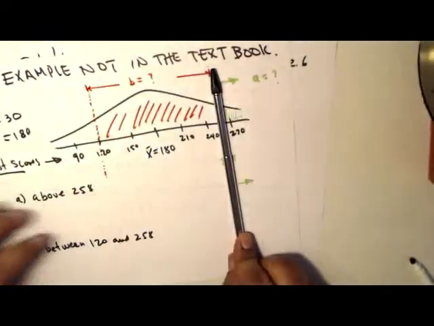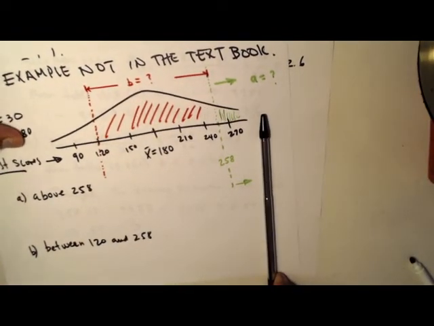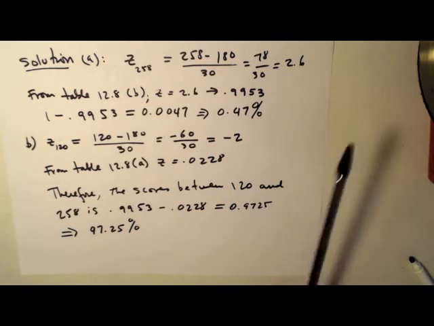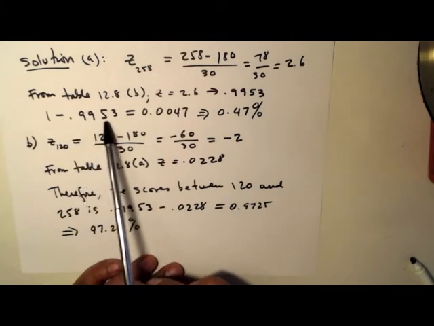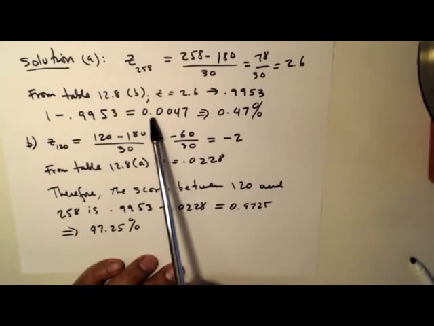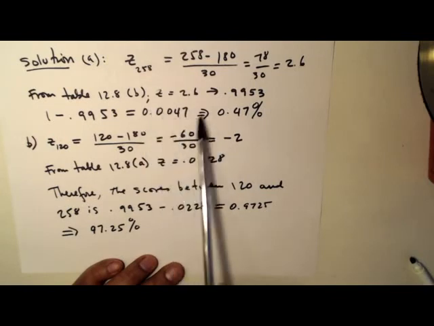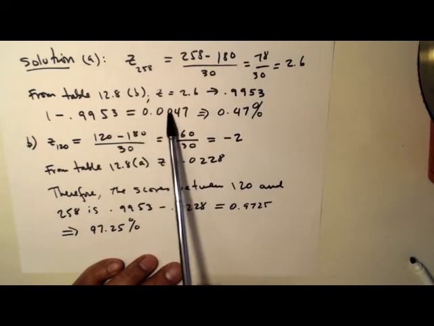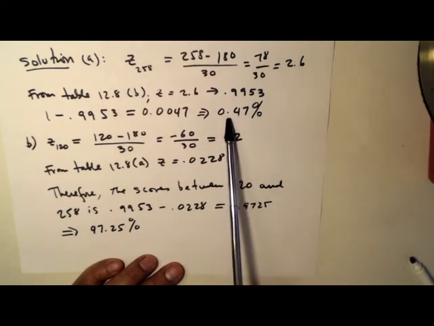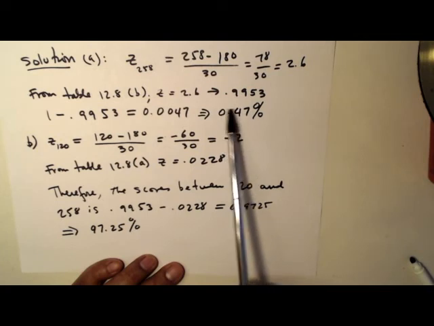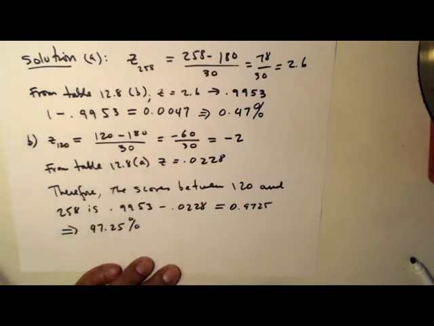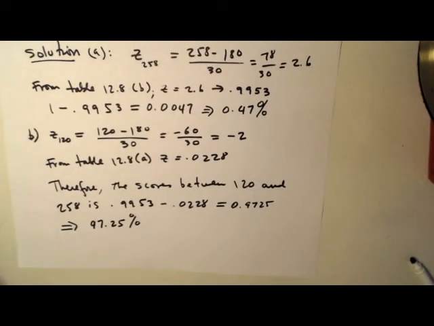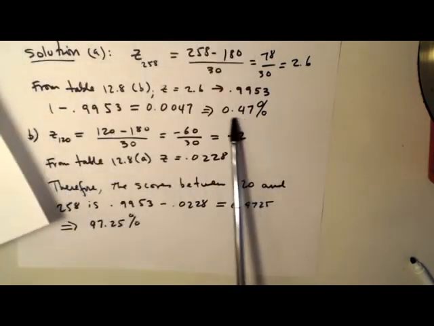So we need to subtract that from 100%, or 1, right? 1 represents 100% of the unit. So it's 1 minus 0.9953. It results in 0.0047, and this is given in decimal form. If you multiply it times 100, you get 0.47%. So 0.47% will be the answer for part A. That means that the portion of scores above 258 is equal to 0.47%.